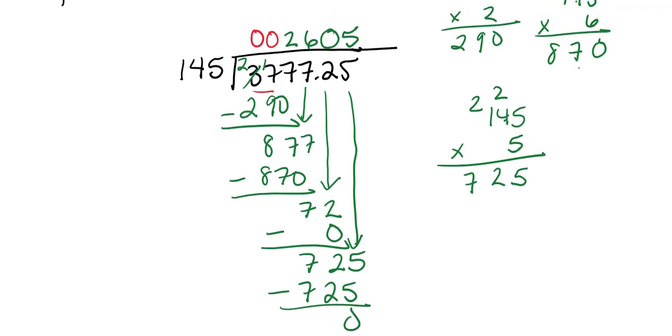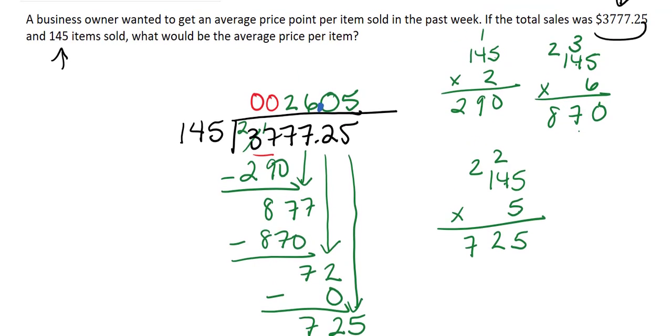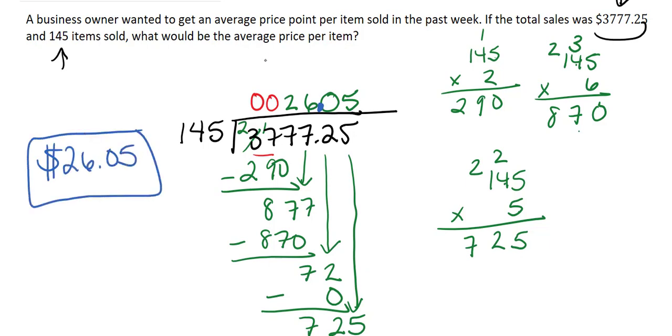And now we bring that decimal straight up right there. And so what would be the average price per item? Well, it would be $26.05. These zeros right here are just leading zeros, and they don't matter, and we don't even have to bring them into our answer.